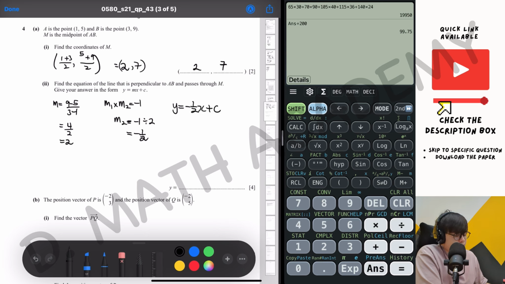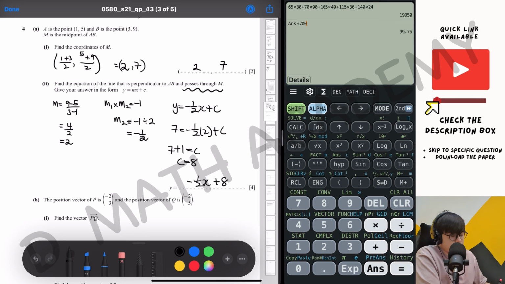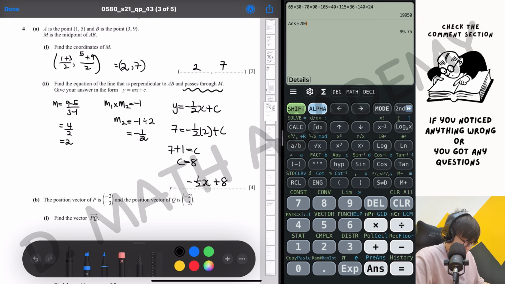They specifically mention it passes through M. You need to substitute the 7 and the 2 that you have identified, the midpoint, into it. So your c value should be 8, hence the final answer is y = -1/2 x + 8.